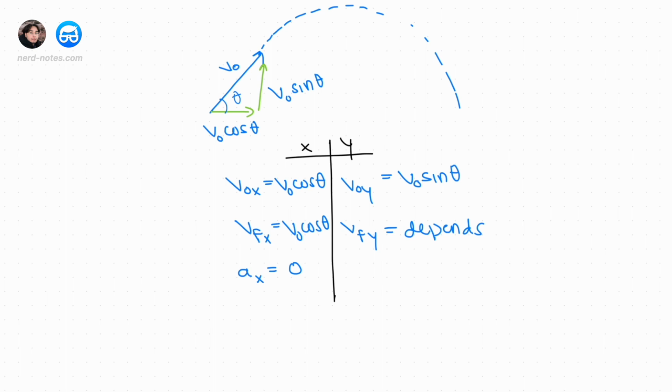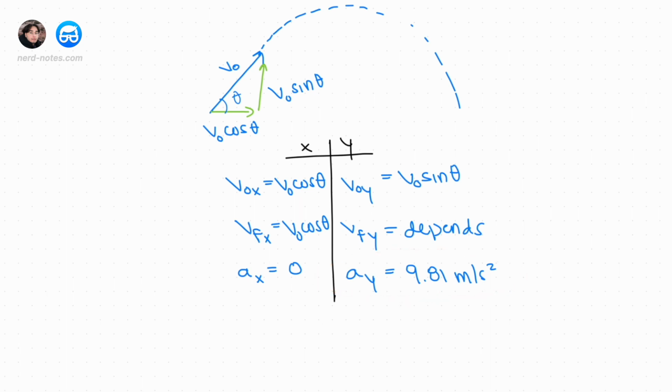In the y direction, however, there is a change in speed, right? It's slowing down as it goes up, and then it's going to speed back up as it comes back down. And so in the y direction, the acceleration is really due to gravity. So it's going to be 9.81 meters per second squared. And again, this applies to all projectiles. Gravity will always pull it down in the y direction.